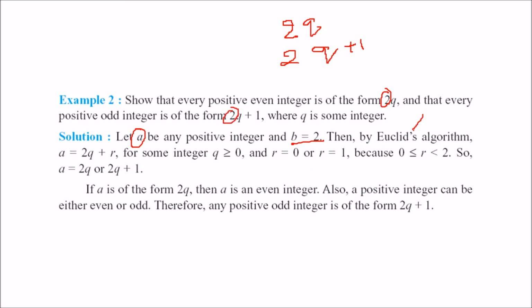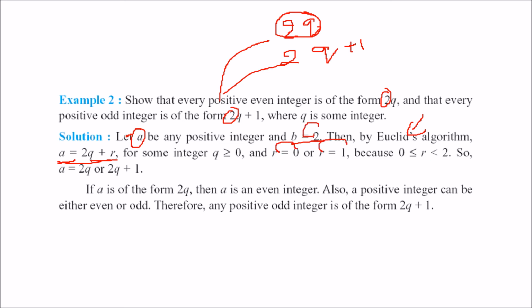So by applying Euclid's theorem, a is equal to 2q plus r. A is any positive integer, and this positive integer can be 2q, or it can be 2q plus 1. We have taken a equal to 2q plus r, and we are given r is equal to 0 or r is equal to 1.